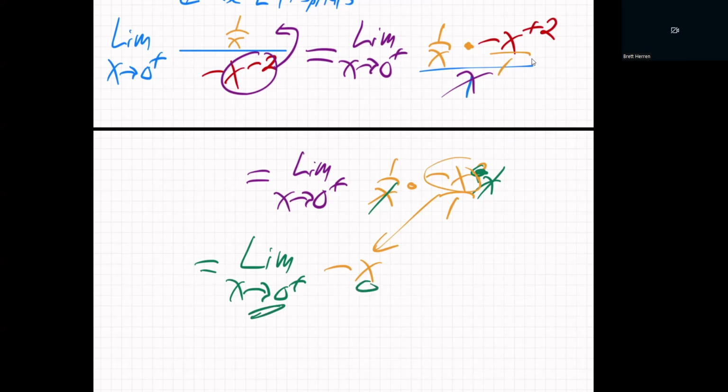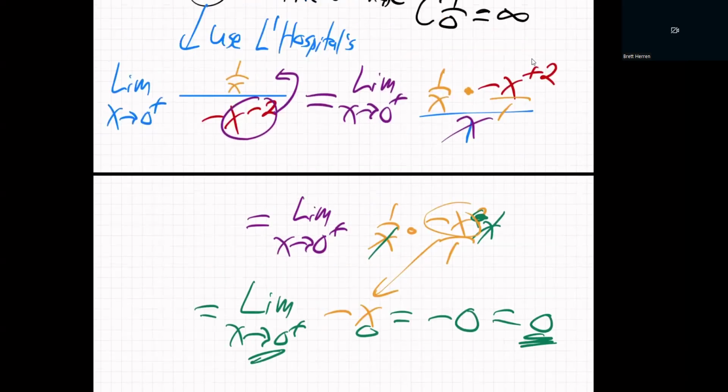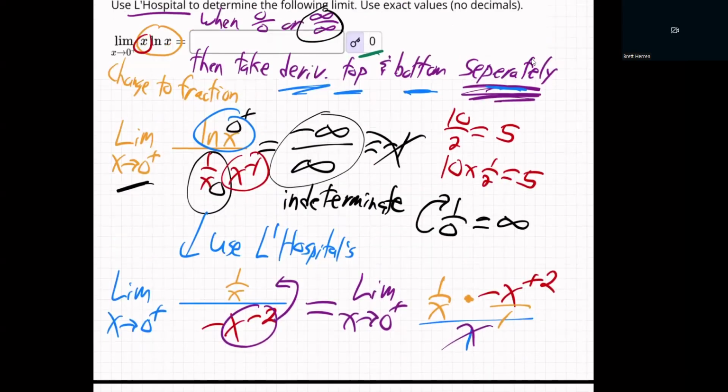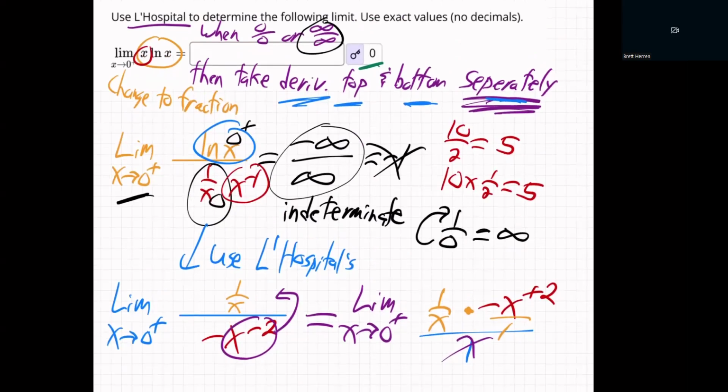Now plug in that 0. x is going to 0. It's negative 0, which is 0. After all that, it's just 0. That was a lot of work to get 0. And so there we go.